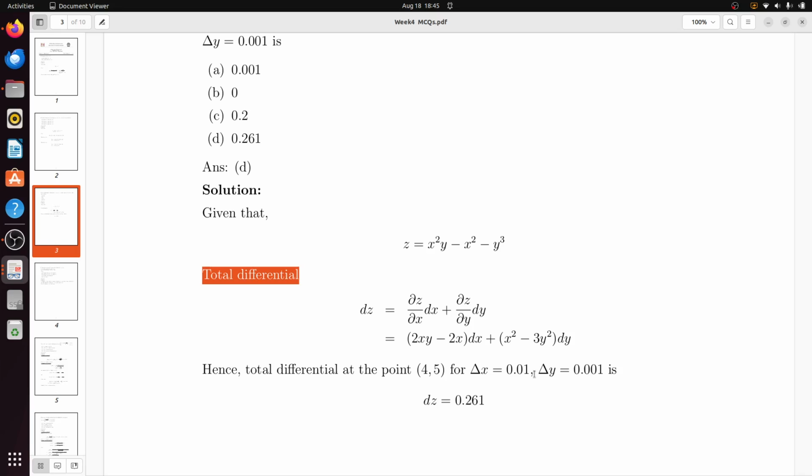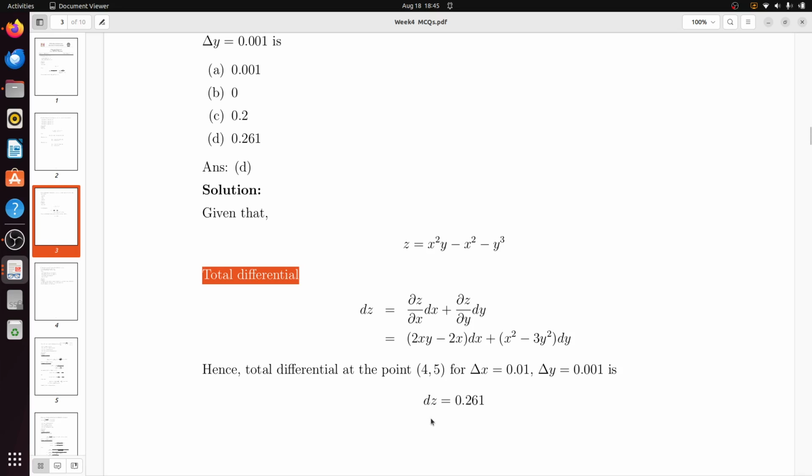So what will it give? Here you will get 2 into 4 into 5, so 20, minus 2 into 4, that is 8. So 20 minus 8 will be 12. Then you multiply with 0.01, and similarly here also you multiply: x square is 4 square minus 3 into 5 square, into 0.001, and you need to do careful calculation.